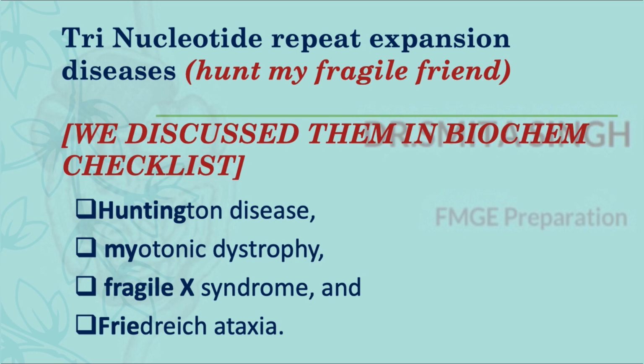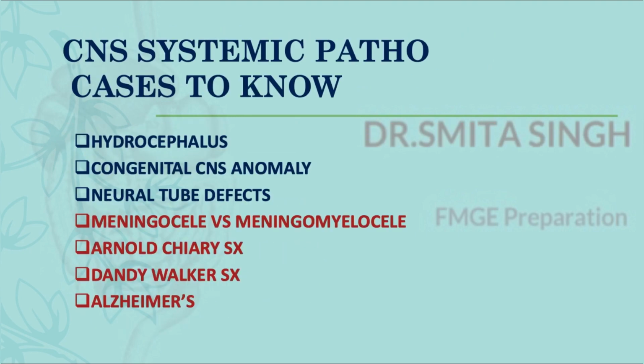So there I discussed the little mnemonic we have: Hunt, my fragile friend, and Huntington's, myotonic, fragile X, and Friedreich's is there. So you have to know this, and you have to know what trinucleotide repeat expansion is the problem there. In CNS systemic, what you need to know is hydrocephalus, congenital CNS anomaly, neural tube defects. Neural tube defects is always the most important favorite thing of the examiners. They tend to ask these questions.